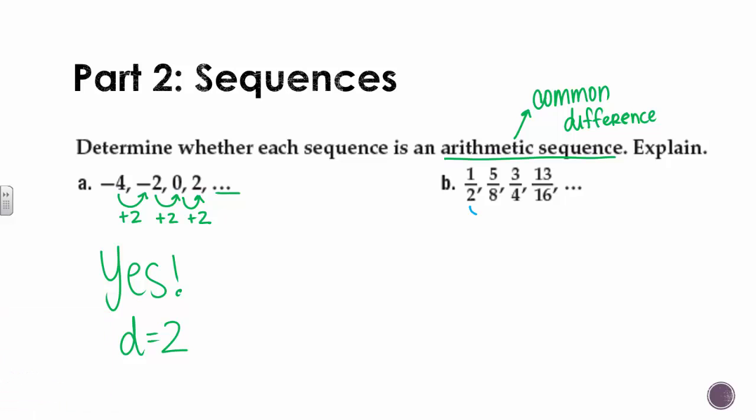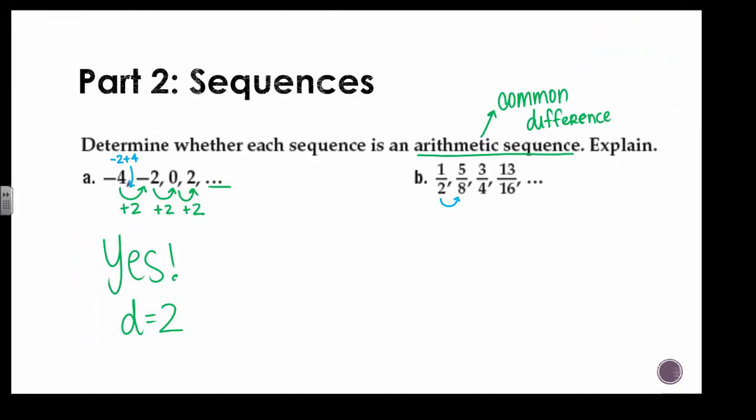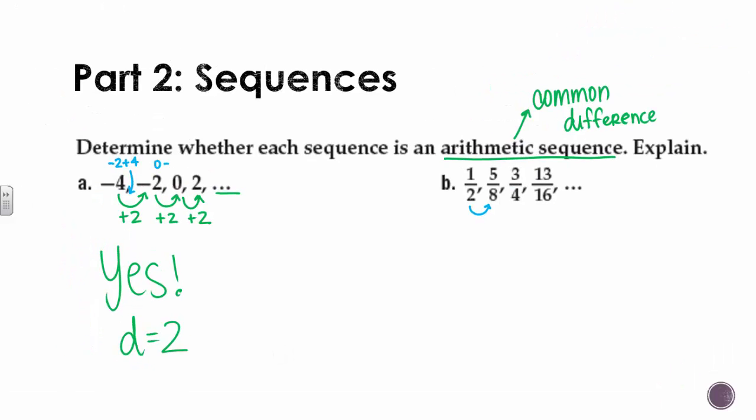So now the next one. This is a little tricky. It's not as easy to see how we go from 1/2 to 5/8. So what we really did here was we, in our head, did -2 minus a -4, and that's how we got 2. And then we did 0 minus a -2, and that's how we got 2. And then we did 2 minus 0. So I did this number minus that number to get the difference. So that's what I'm going to do here. I'm going to do 5/8 minus 1/2 and see what I get out.